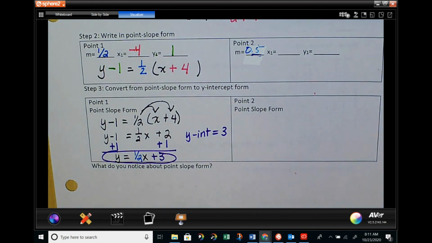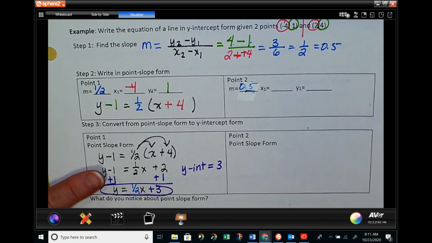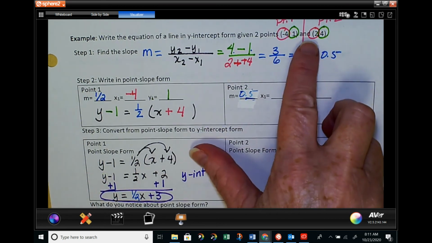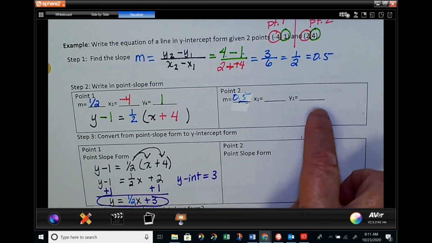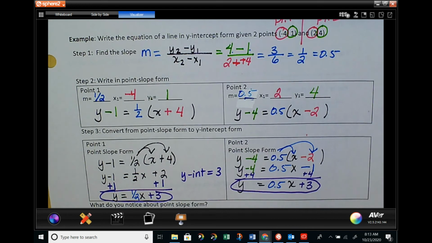So I'm going to pause this video, and I want you to try to do point 2 and see what you get. You're going to go through and fill out all of that information about point 2. What is that point value for your x and y? And I want you to convert. So you need to pause the video, and I want you to try this.